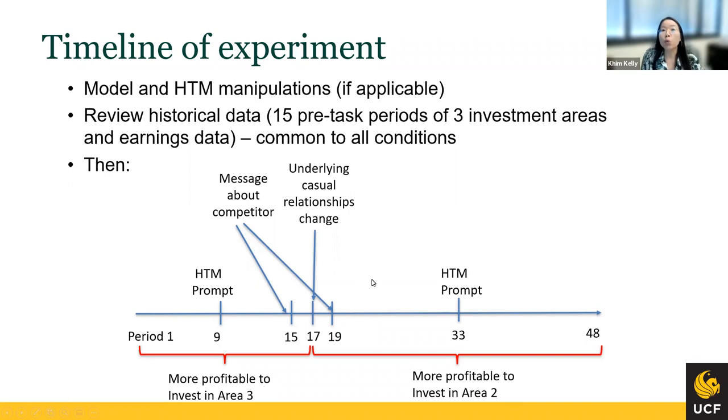Because I was worried that they didn't realize that, or rather, let me pull it back and say, in the real world, if underlying causal relationships change, likely there are indicators, cues in the environment that would suggest to them that something changed. And so that's what we kind of want to replicate a little bit. So we had a message about a competitor entering the landscape, two periods before the change. And then again, another message about a competitor doing quite well, two periods after the change. So this is what the timeline of the experiment looks like.